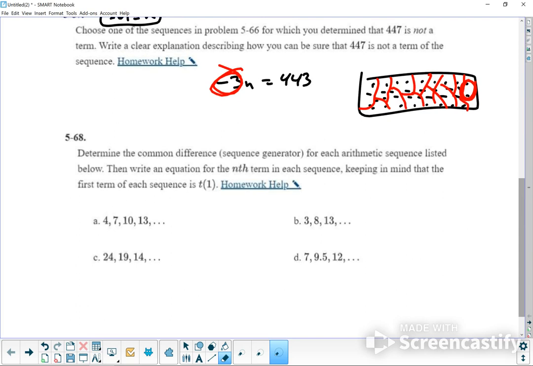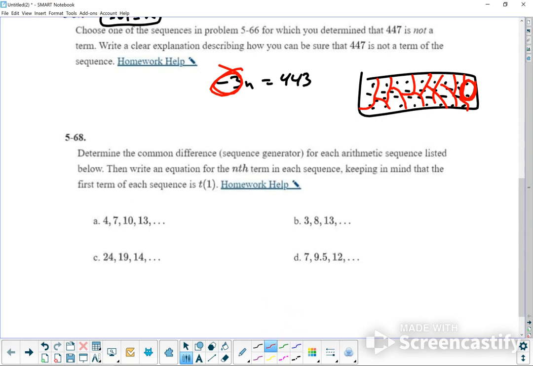Describe the common difference, which is the sequence generator for each of the arithmetic sequences listed below. Then write the equation for the nth term. So we've been practicing a lot of this. The first term of each sequence is T1. So we want the nth term. You could actually do this with explicit as well. So I'll do 2 with explicit and 2 with recursive. Let's do explicit first.